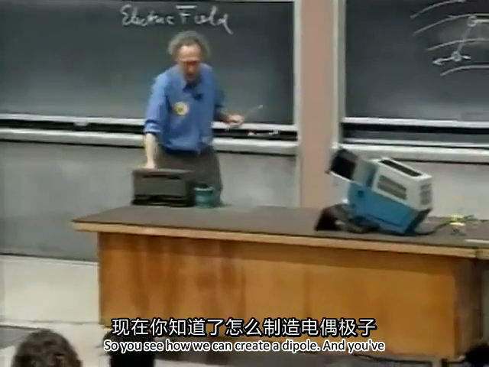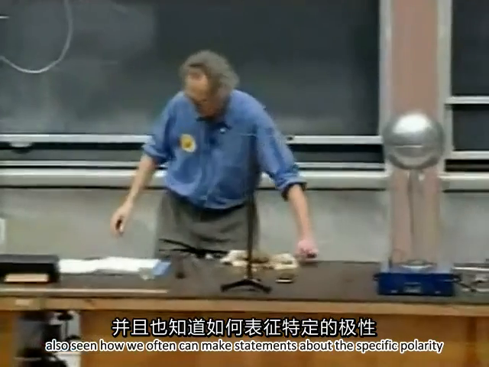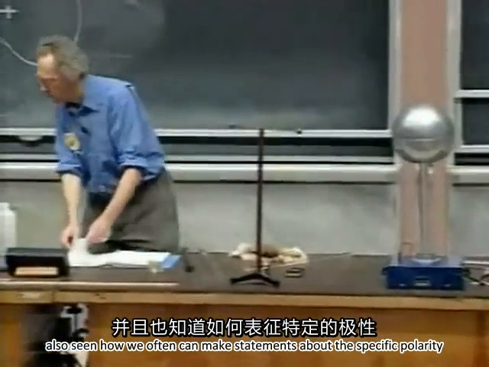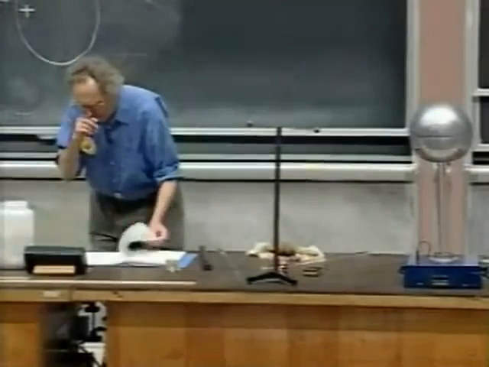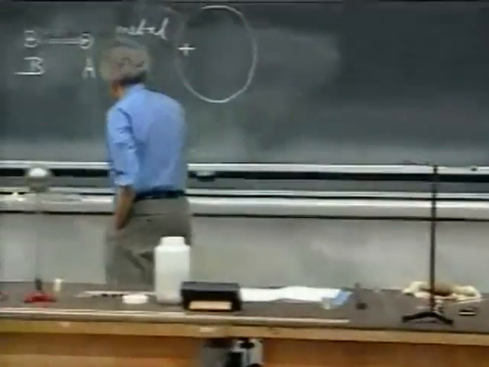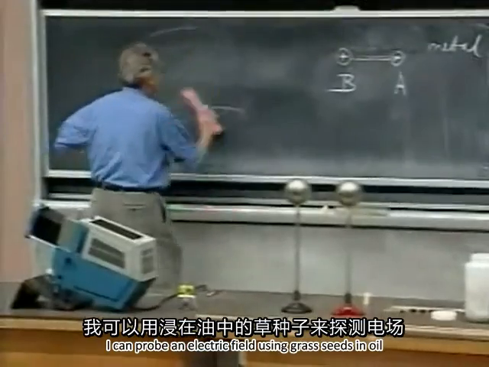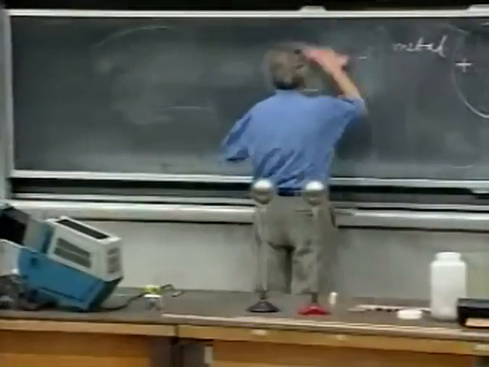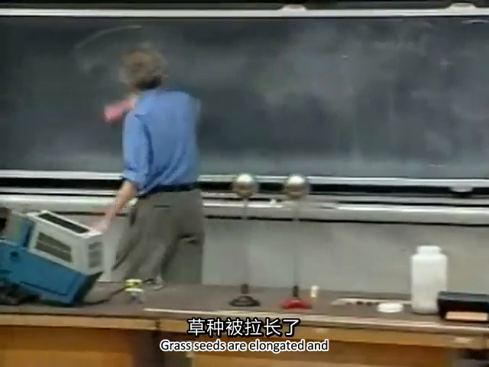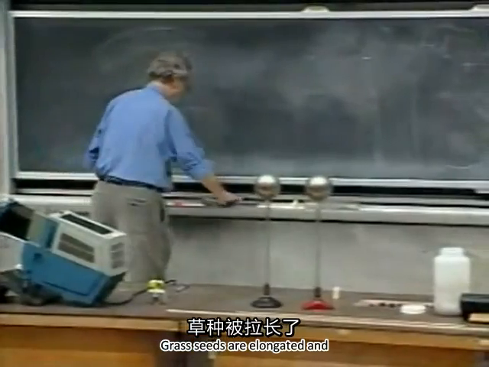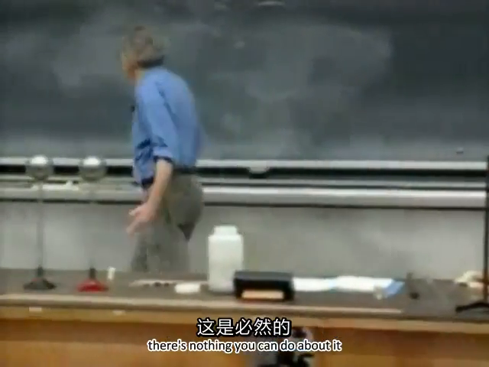So you've seen how we can create a dipole, and you've also seen how we often can make statements about the specific polarity. I can probe an electric field using grass seeds in oil. Grass seeds are elongated, and when I put a grass seed in an electric field, it will become polarized. There's nothing you can do about it.